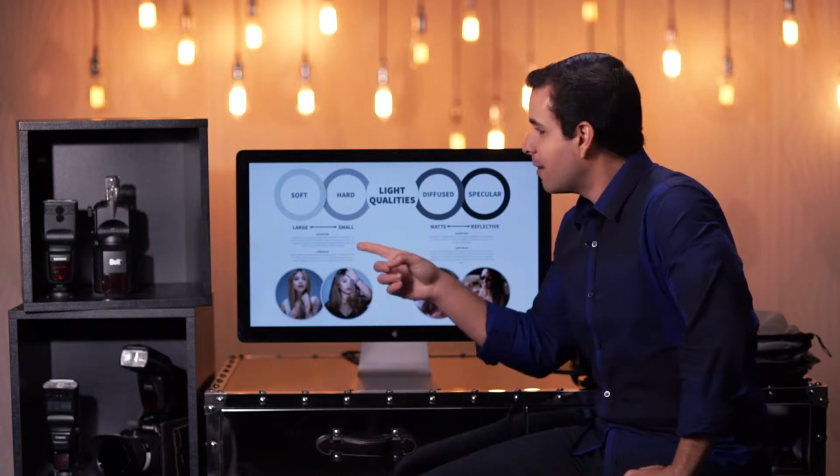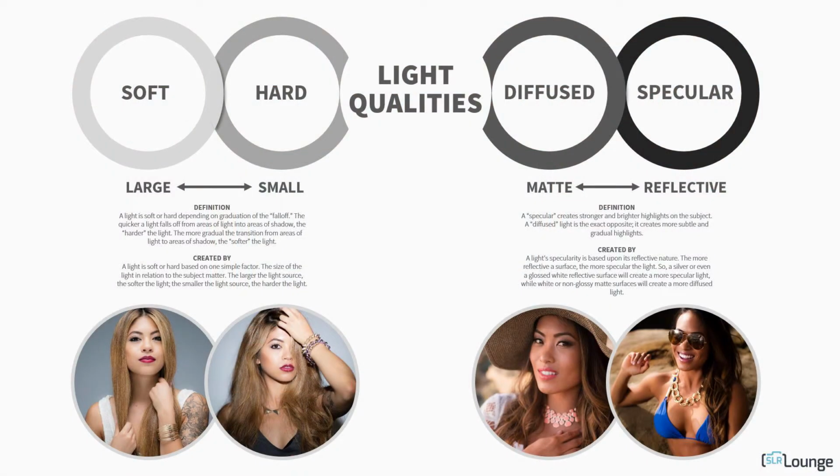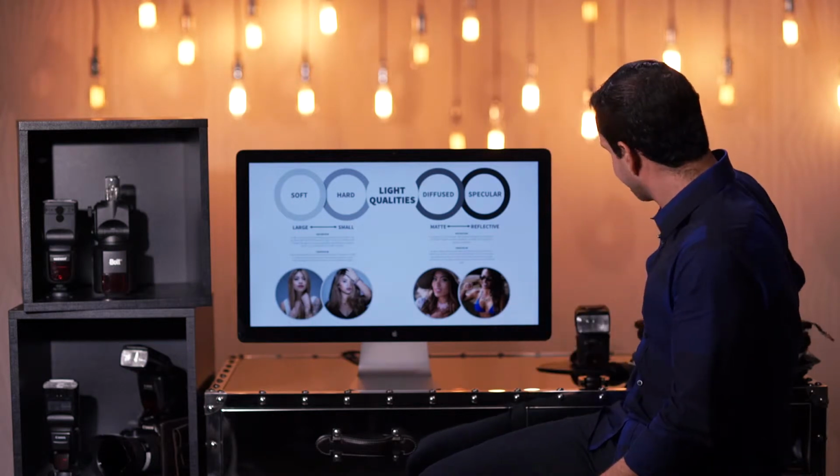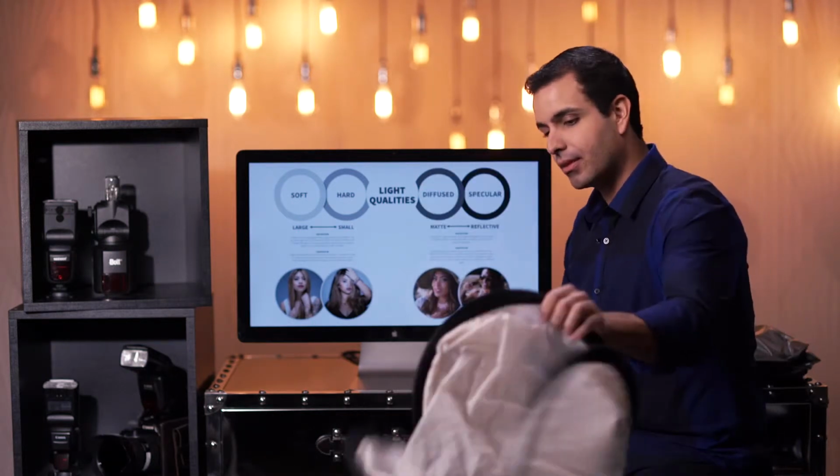One other key point that I wanted to mention here is that the size of the light source in relation to the subject is also very much dependent on the distance from the subject. And let me give you an example of this. Here is a reflector.